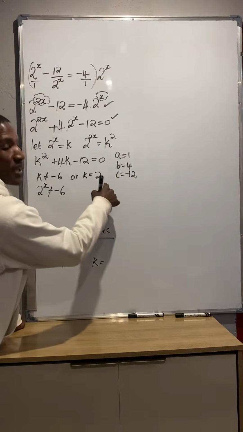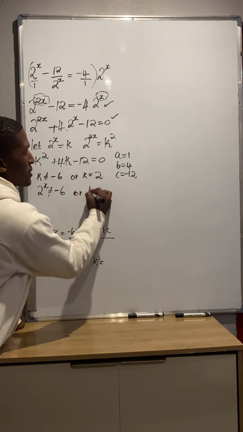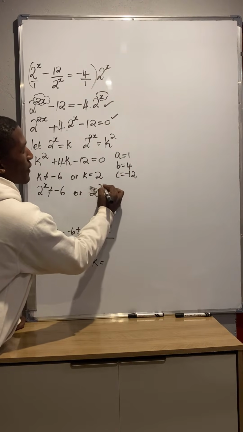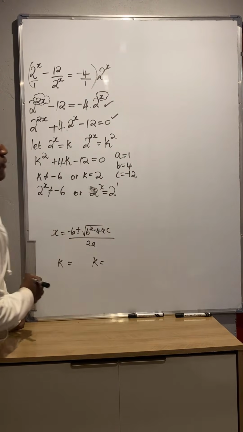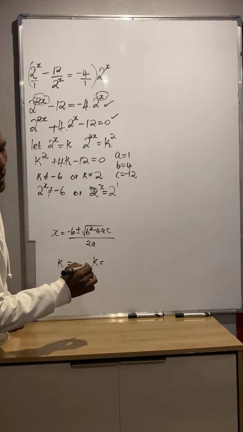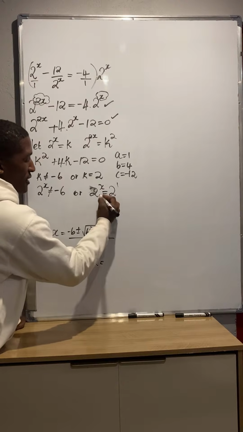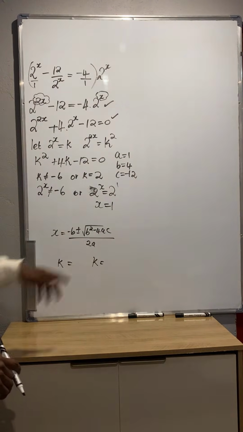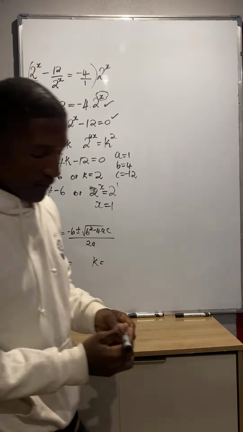But with this one, you can still find the answer. When we say k, 2 to the power of x is equal to 2 to the power of 1. If the bases are the same, the exponents are equal in an equation. Therefore, x is equal to 1. And that is your final answer. x is equal to 1, family.